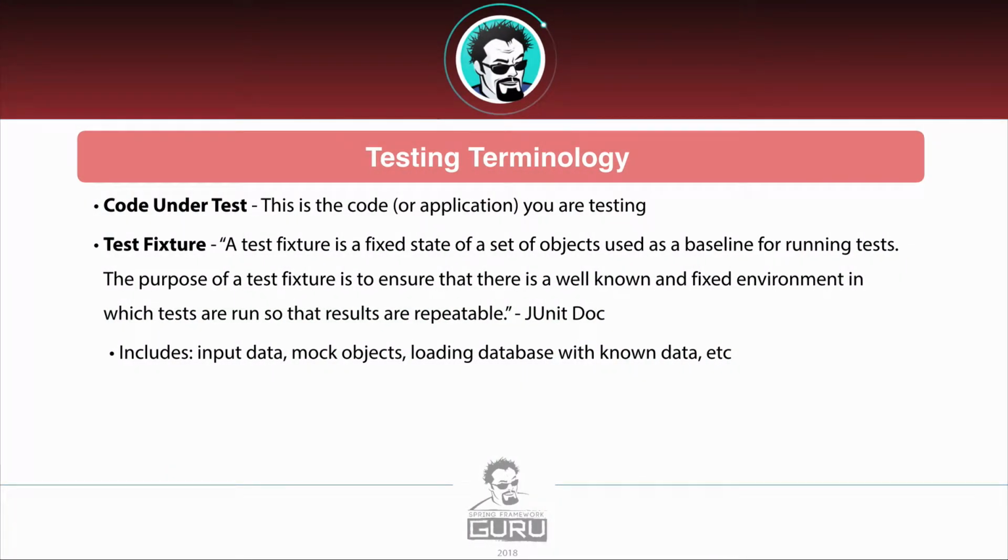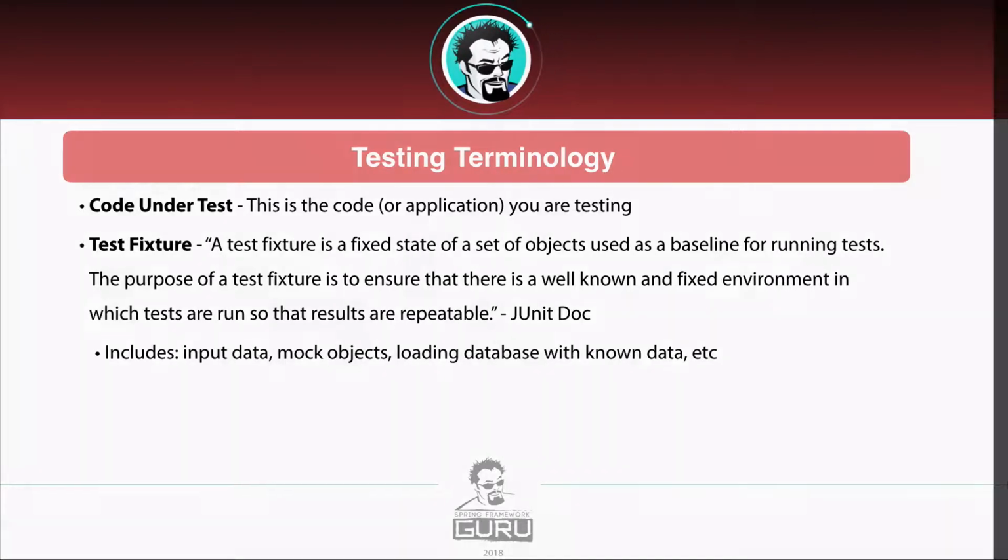Now let's talk about some testing terminology. Code under test. This is the specific code, or it could be an application, that you are testing. A test fixture. This is right out of the JUnit documentation. A test fixture is a fixed state of a set of objects used as a baseline for running tests. The purpose of a test fixture is to ensure that there will be a well-known and fixed environment in which tests are run and repeatable. Now this can include input data, mock objects, loading a database with known data. So it basically sets up your test. So you have code under test and then a fixture, which is going to kind of set up the environment for your code to run within.